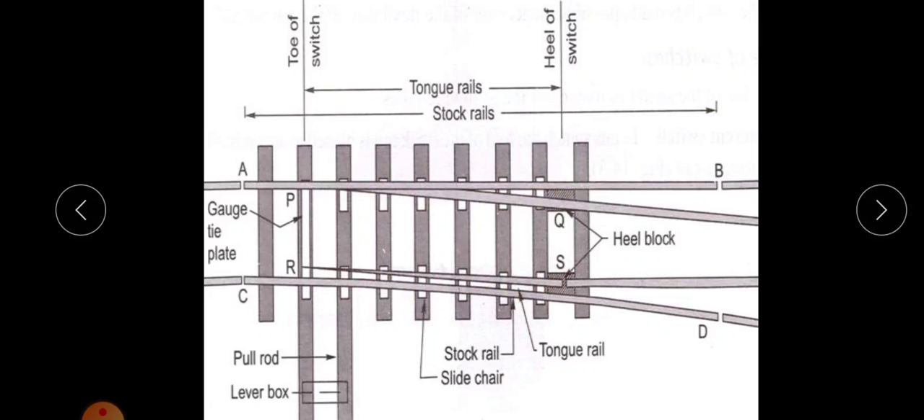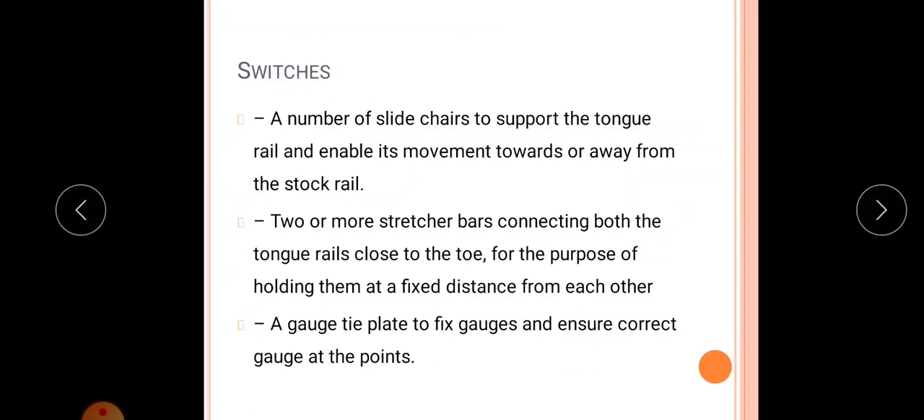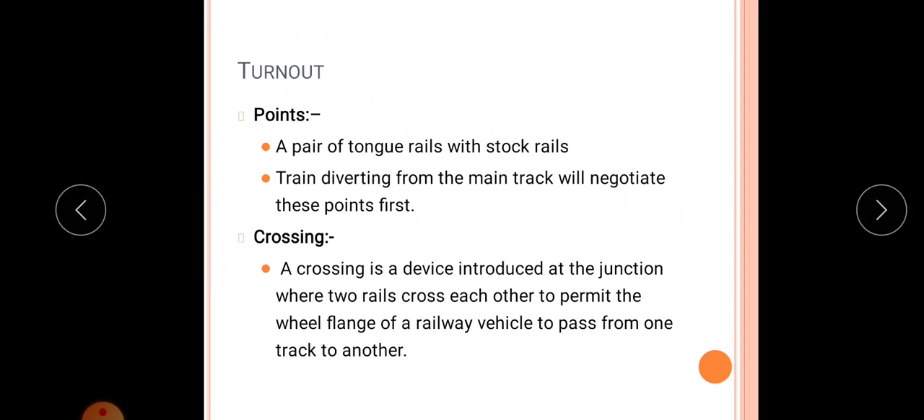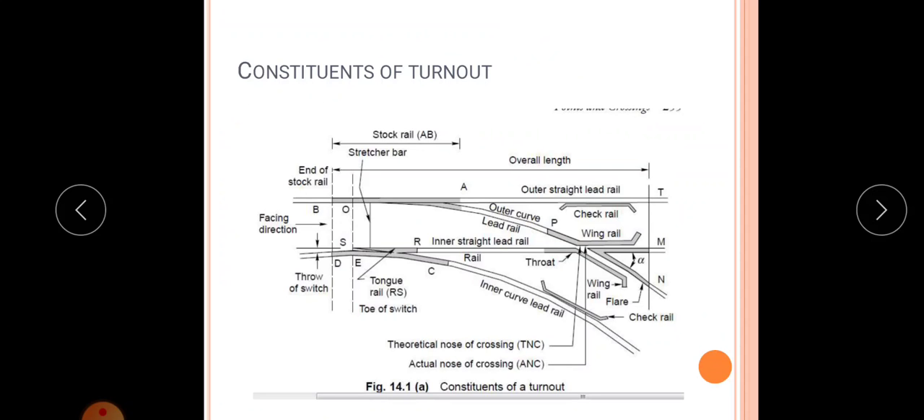And the next component is the stretcher bar. I think in this figure there is no stretcher bar marked, so we can take another figure here. Okay, here this is the stretcher bar. Two or more stretcher bars connect both the tongue rails close to the toe, and they are provided to hold them at a fixed distance from each other. That is, in order to have a fixed distance between these two tongue rails, we are providing a stretcher bar. So that is the function of the stretcher bar.